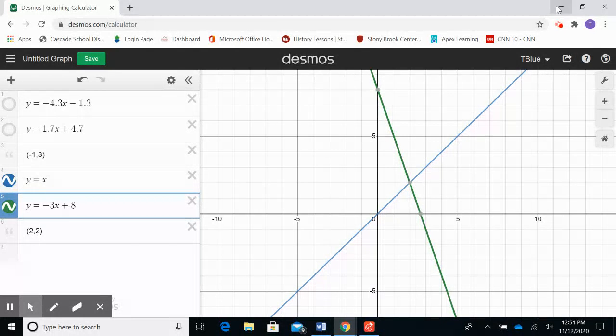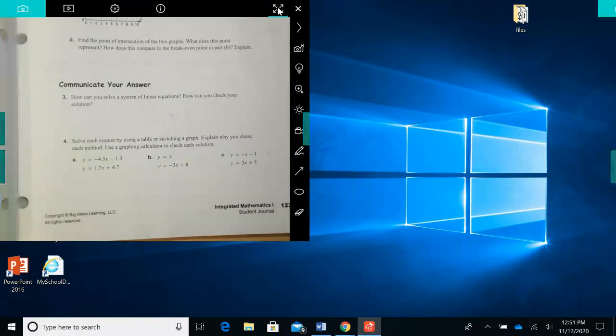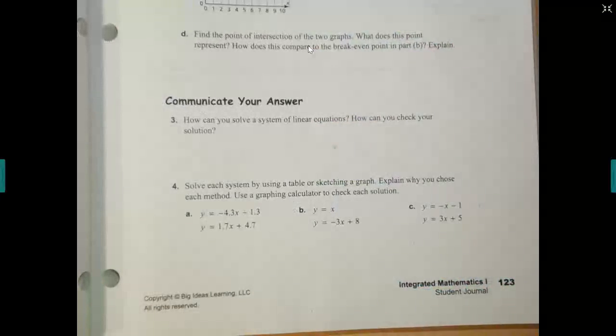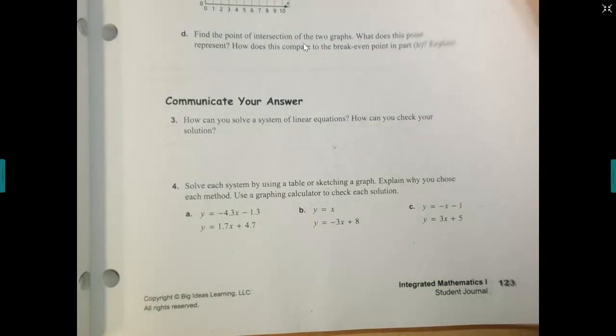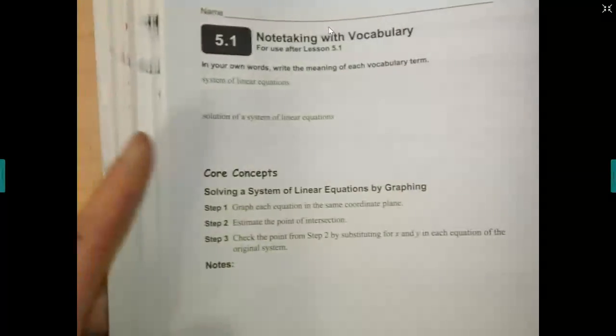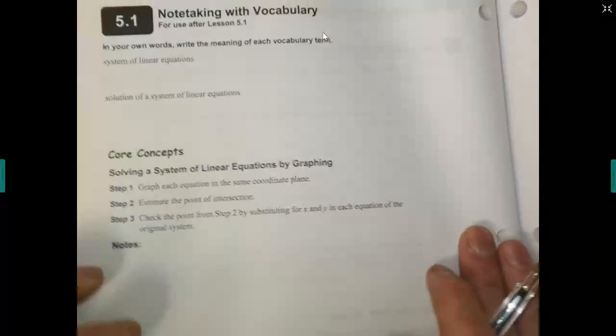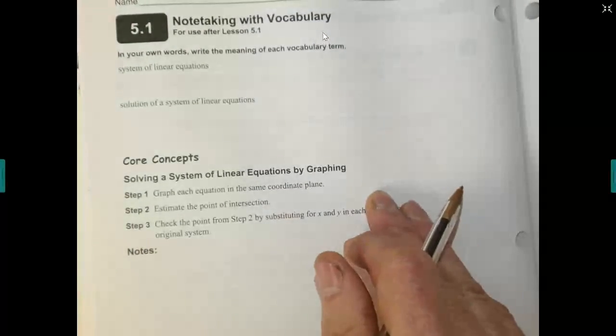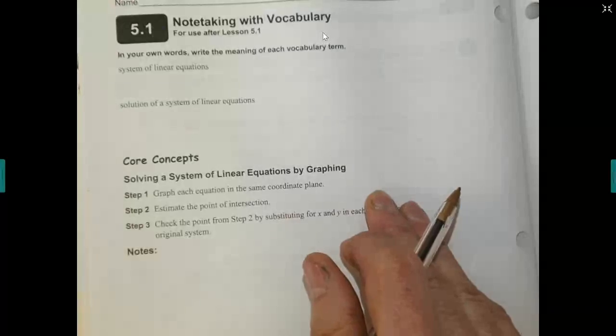Alright, let's move on to page 124 and do some vocabulary. Don't forget, this has to be a part of your homework, so if you don't have the vocabulary in there, you don't get credit for your homework, so please include the vocabulary.